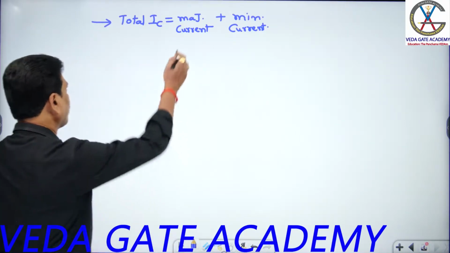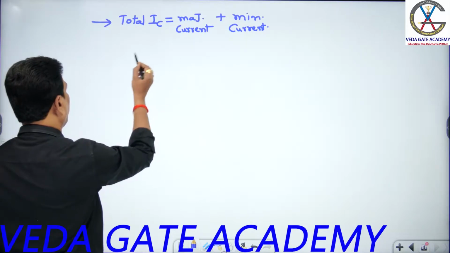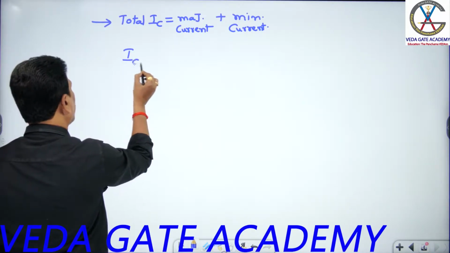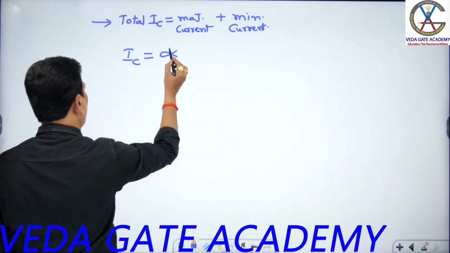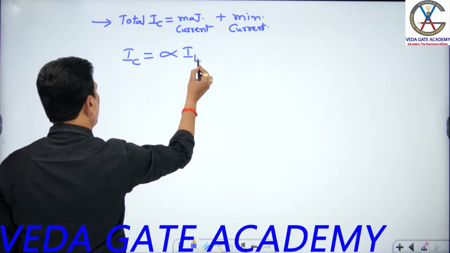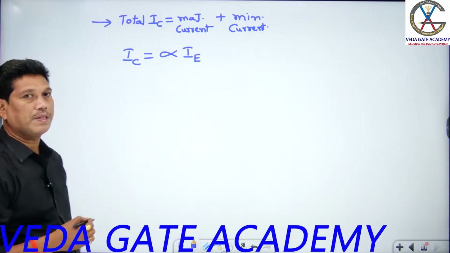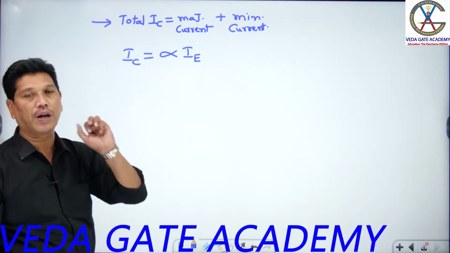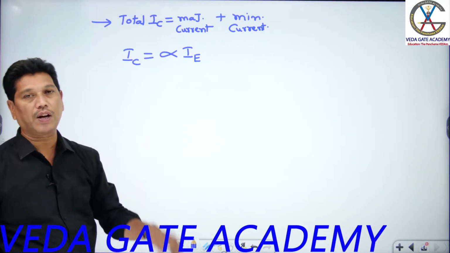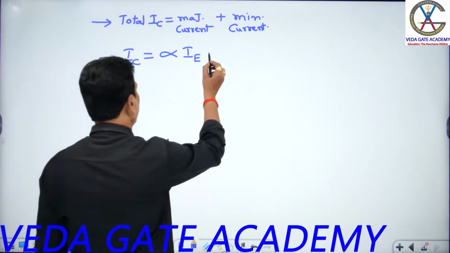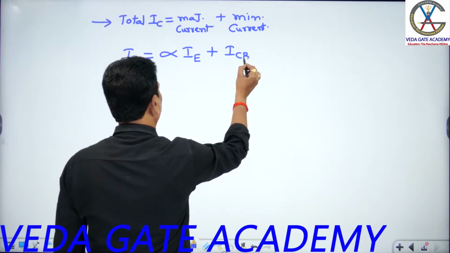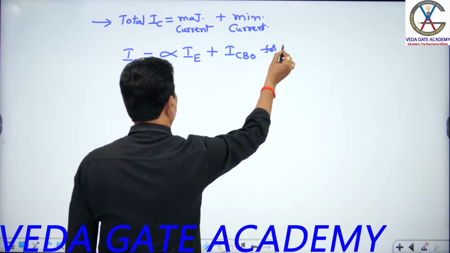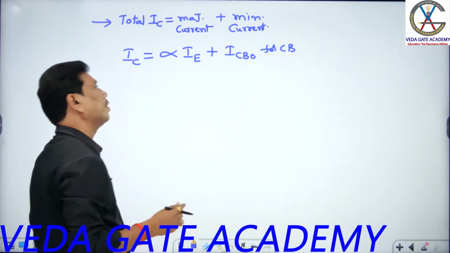So what is the total current for common base and common emitter? You learned that in common base, the majority current in terms of gain factor alpha is IC equal to alpha IE. This is the majority current, students, where IE is the input majority current and alpha is the gain factor for common base. And the minority current for common base is ICBO, this is for CB, common base.